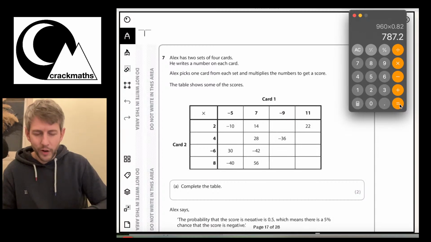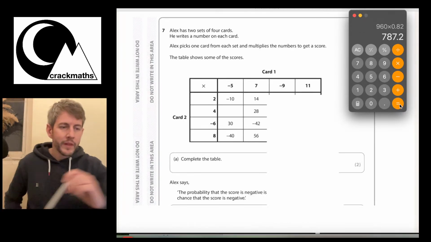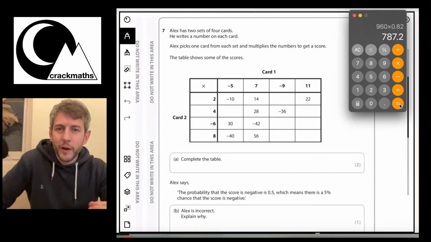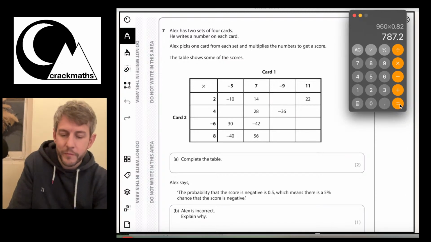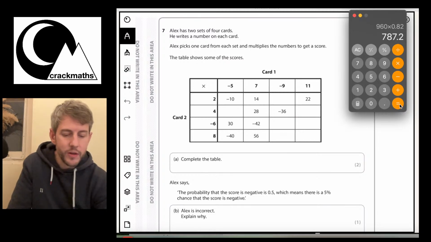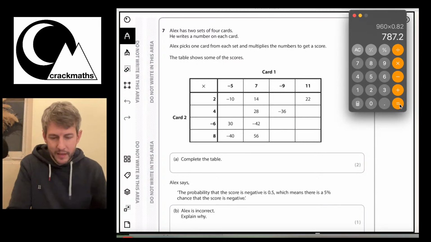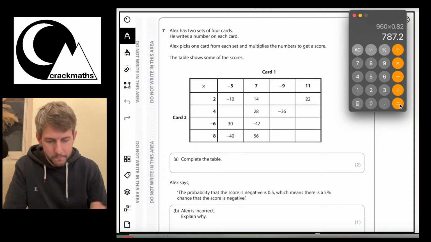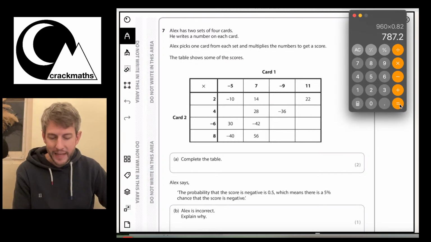Ooh, what's going on here? Right, so let me just roll this question up a little bit. So here we go. This question says, Alex has 2 sets of 4 cards. He writes a number on each card. Alex picks 1 card from each set and multiplies the numbers to get a score. The table shows some of the scores. So here we go, we've got some of the scores here. And they've filled in some of them. And they're asking us to complete the table.